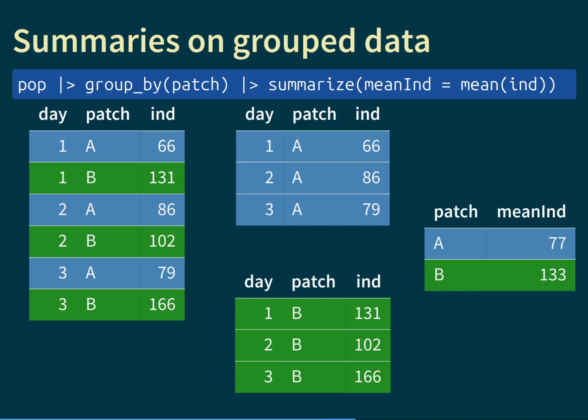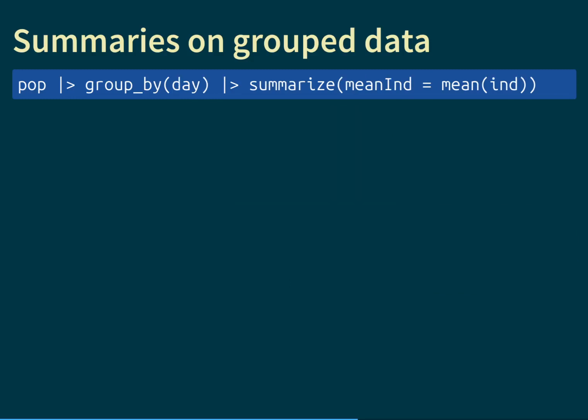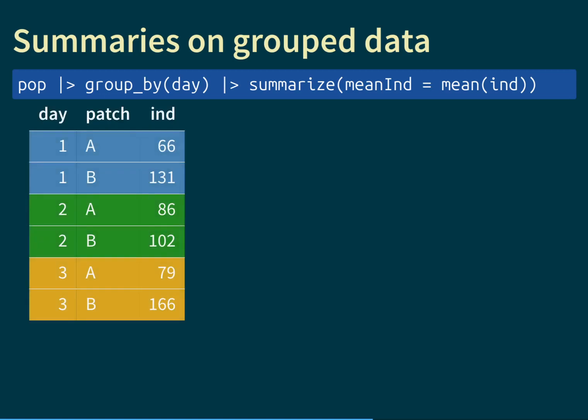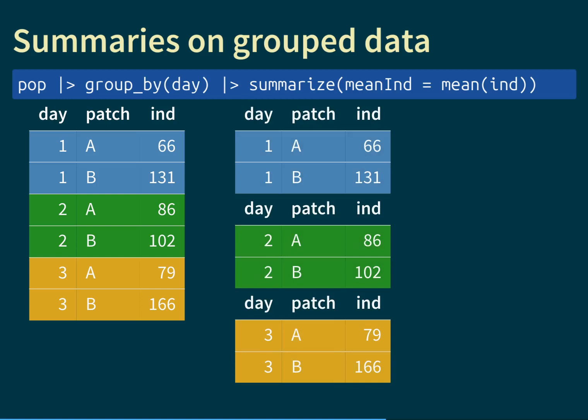As a subsequent example, let us see what happens if instead of grouping by patch, we group by day, and otherwise do the same thing, we compute the average number of individuals. Well, if we group by day, then in fact, because there are 3 distinct days in the dataset, namely day 1, 2, and 3, there will be 3 groups instead of 2 in the grouped data. I've color-coded them, blue, green, and yellow this time. And then the summary statistic computation will be done on each of these 3 groups.